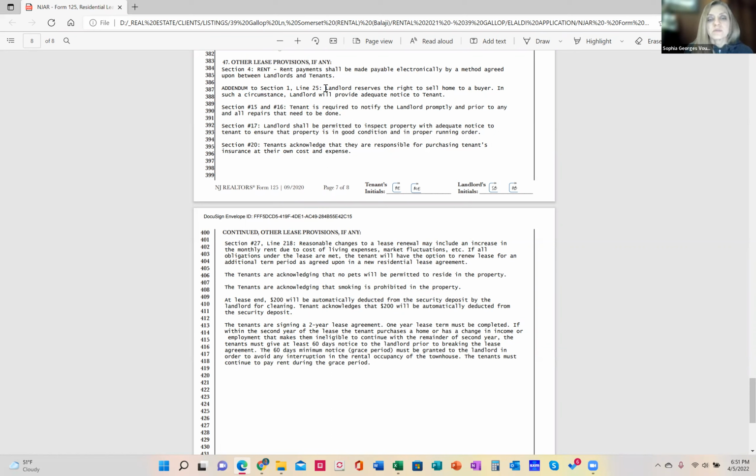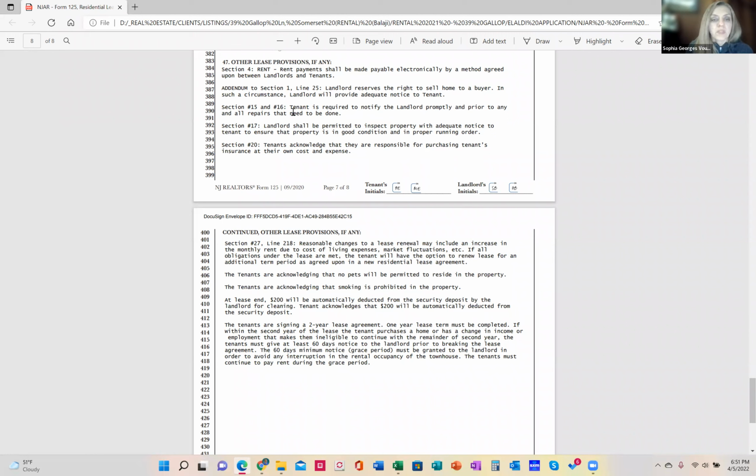I also always, if the landlord says, if I decide I want to sell it, I don't want to be locked in because I have a tenant that I can't sell it. So I always just put here, and this language is in there already, but I kind of reiterate it to make it a point. Basically I just say that the landlord reserves the right to sell the home to a buyer. In such a circumstance, I'll give the tenant adequate notice. I'll do something else here.